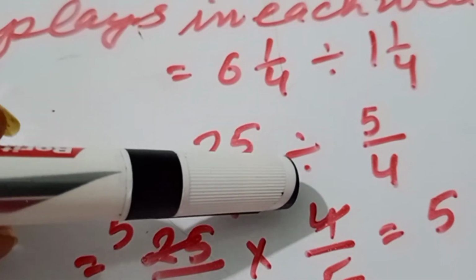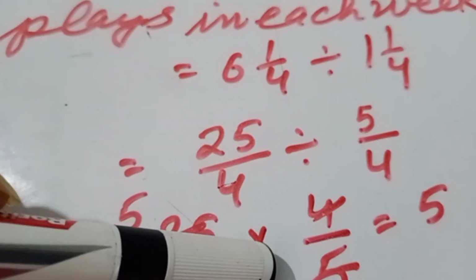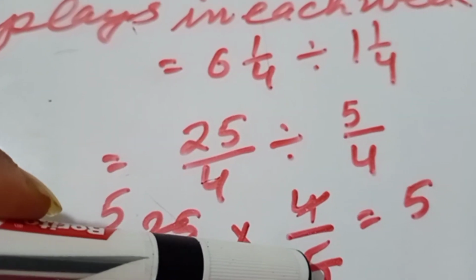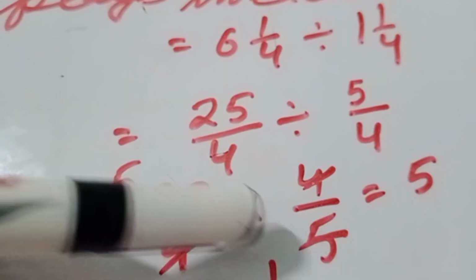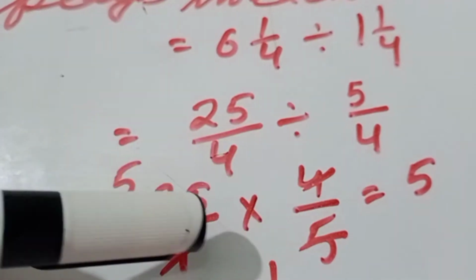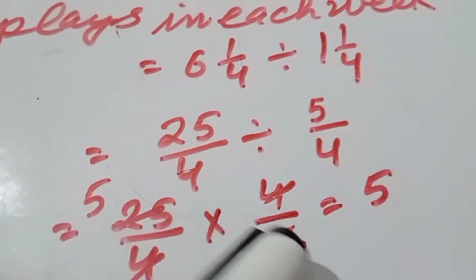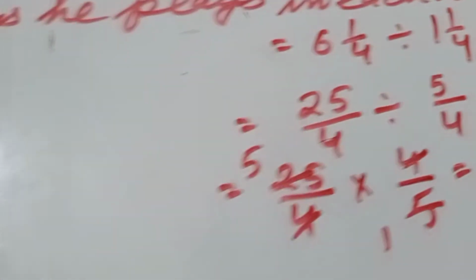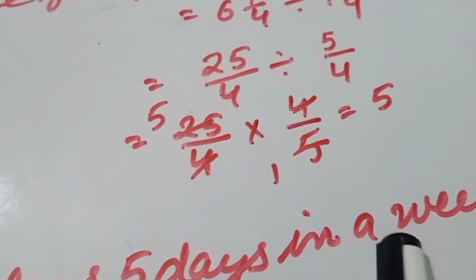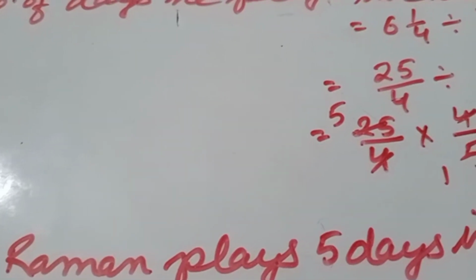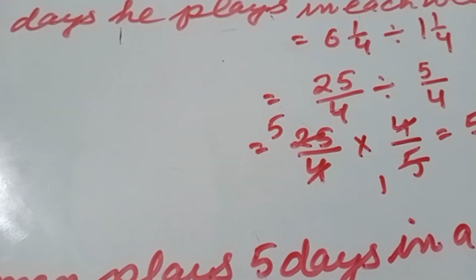So here we will change this symbol now. We will convert into multiplication and we will write the reciprocal of 1 by 4. 25 by 4 multiply 4 by 1. So 4 and 4 we will cut them. 5 times 1 is 5, 5 times 5 is 25. So 5. So therefore Raman plays 5 days in a week. So now it's clear that he plays for 5 days.